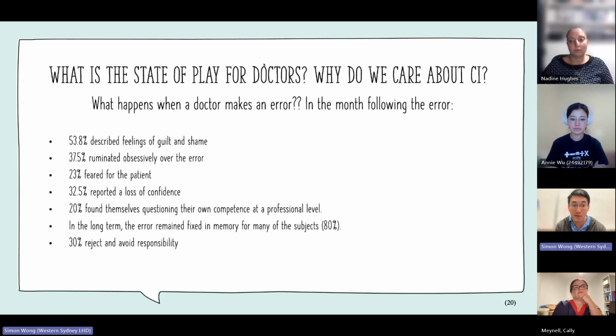About 25%, 1 in 4, feared for the patient itself. About 1 in 3 reported a loss of confidence. And 1 in 5 found themselves questioning their own competence at a professional level. Something to highlight is that 30% of doctors, within the month of making an error, started questioning themselves. They sort of avoided responsibility, and you can imagine how that ends up, to the detriment of good patient care.